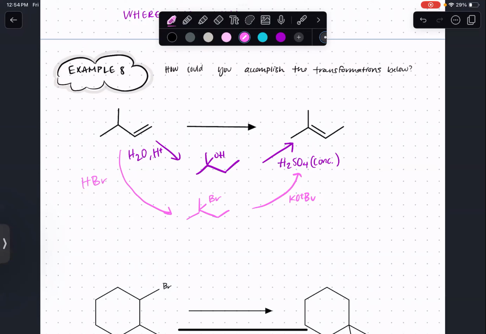steps to them. So someone asked, can't H2SO4 do the same thing for the second way? So we actually can't use concentrated sulfuric acid here, just because for us to be able to use concentrated sulfuric acid for an elimination reaction, we have to have a tertiary alcohol. And since this is not a tertiary alcohol, we wouldn't be able to use it here.